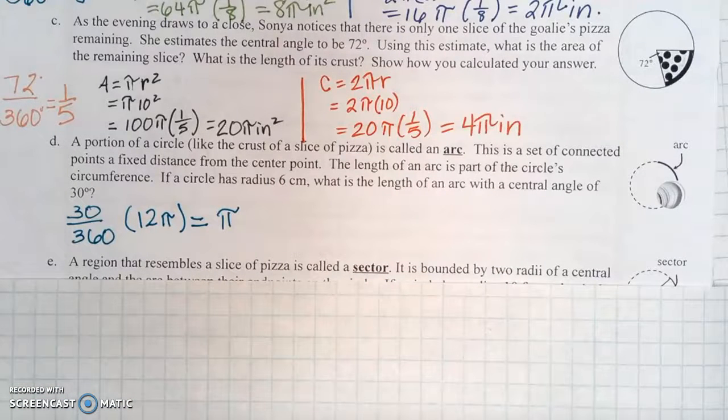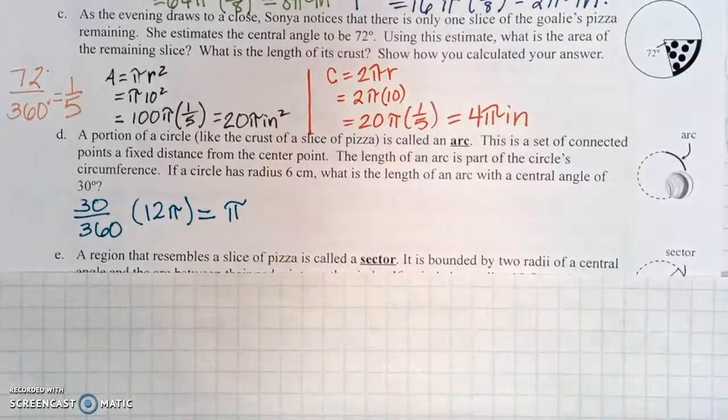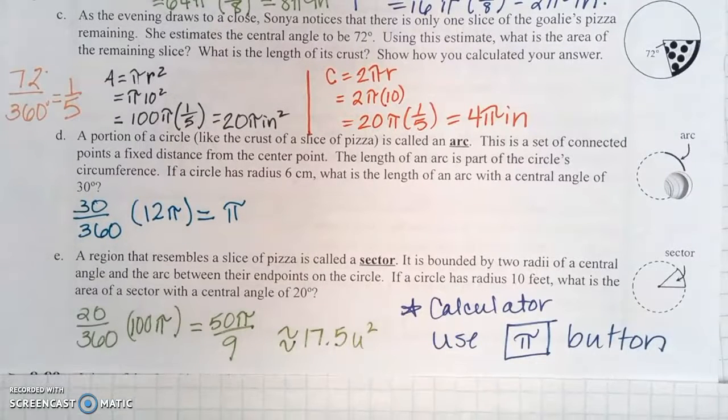If they ask for your answer in exact, they want you to leave it as pi. If they ask for your answer as a decimal, then you would type what we just saw on the calculator. The 3.14, and so on, okay? All right, part E says, then we're going to use the calculator button again.